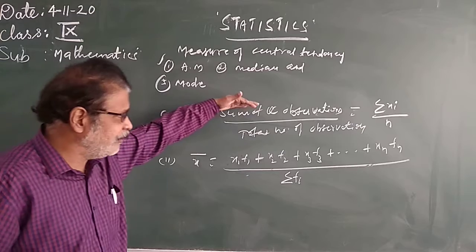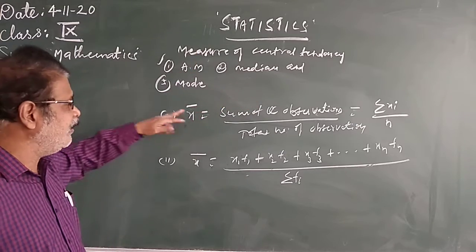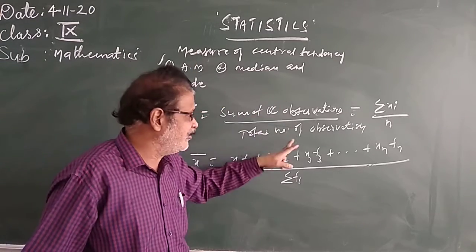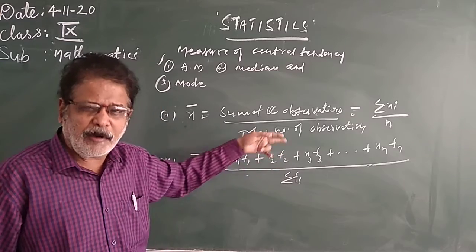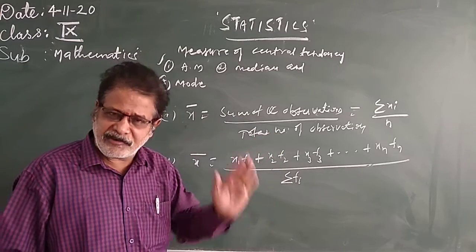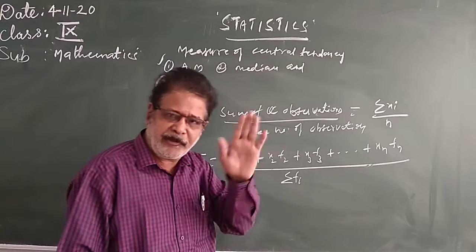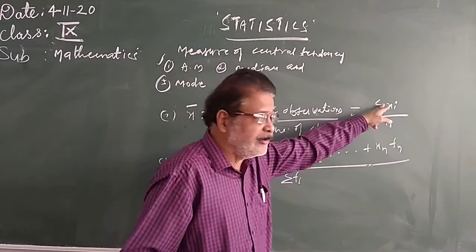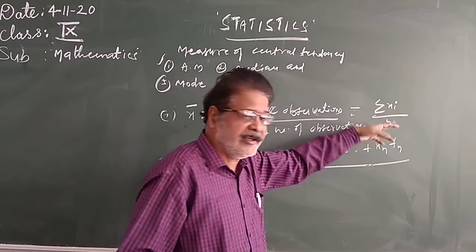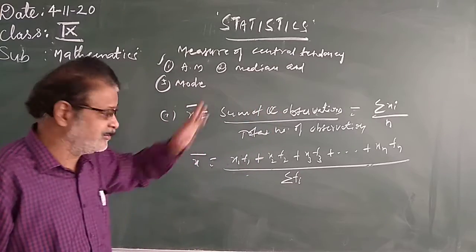When only observations are given, x bar is equal to the sum of the observations by the total number of observations. The sum of the observations means x1 plus x2 plus x3 plus x4 and so on up to xn, divided by n. That can briefly be written as sigma xi by n. Yesterday we did problems on this also.